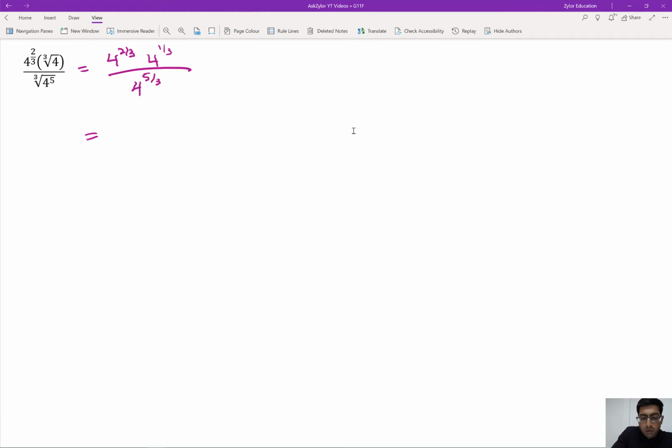Now we're going to use exponent rules. So in the numerator, we're multiplying, so we can add the exponents. So 2/3 plus 1/3 is 3/3, or just 1. Divided by 4 to the power of 5/3. And then the rule here is 4 to the power of 1, subtract, so the rule is to subtract 5/3. So think of this as 3/3 subtract 5/3. That would give you negative 2/3, which if you want, you can write in the denominator with a positive exponent. Okay, so that's that example. Let's move on to the next one.